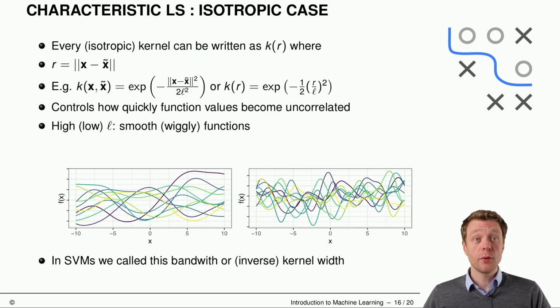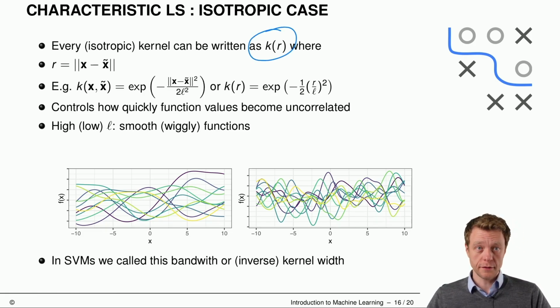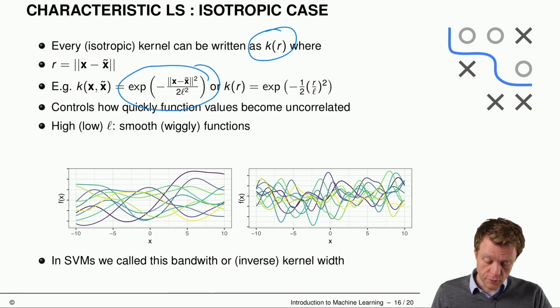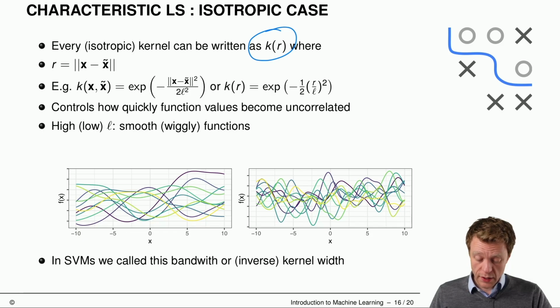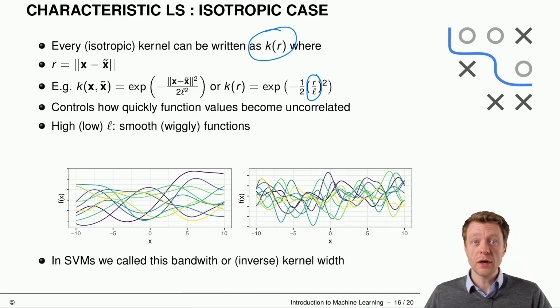Okay, and the last point for this video is some more comments on the characteristic length scale. Let's start with an isotropic kernel. We already said we can write the isotropic kernel as a function of the distance. This could be the squared exponential function, for example. We can write this squared exponential function as this thing here. We can also just divide r by L and then take the square of this.